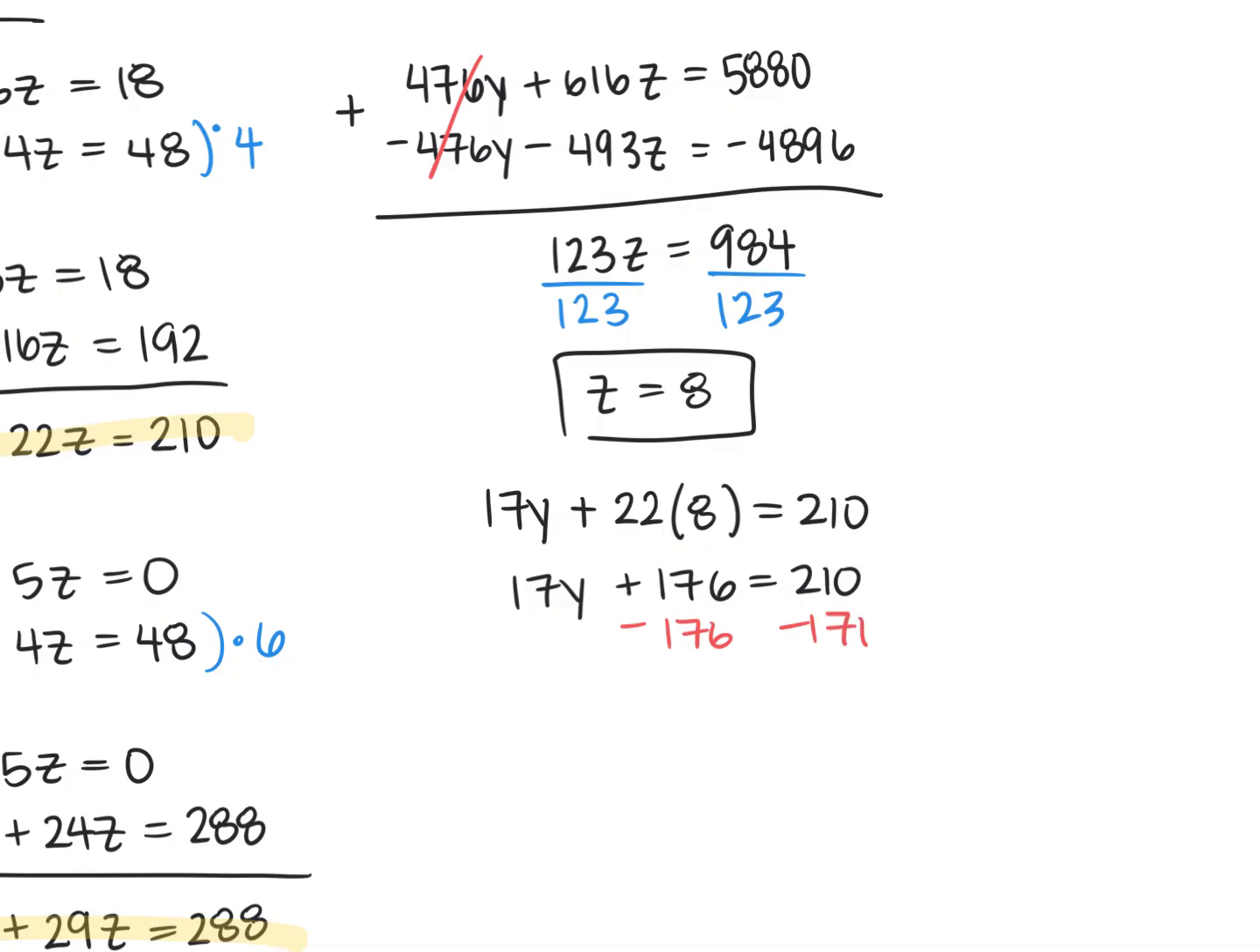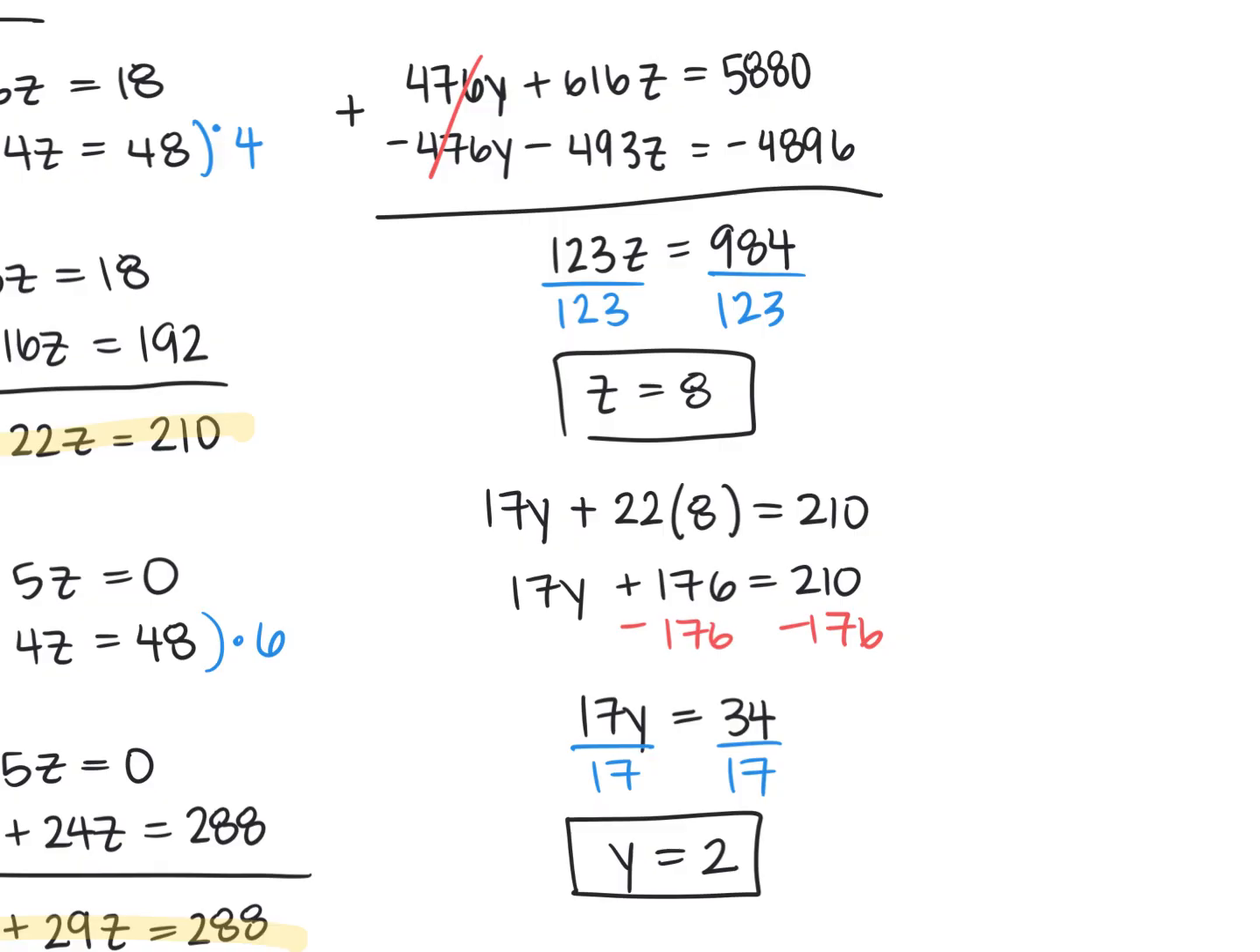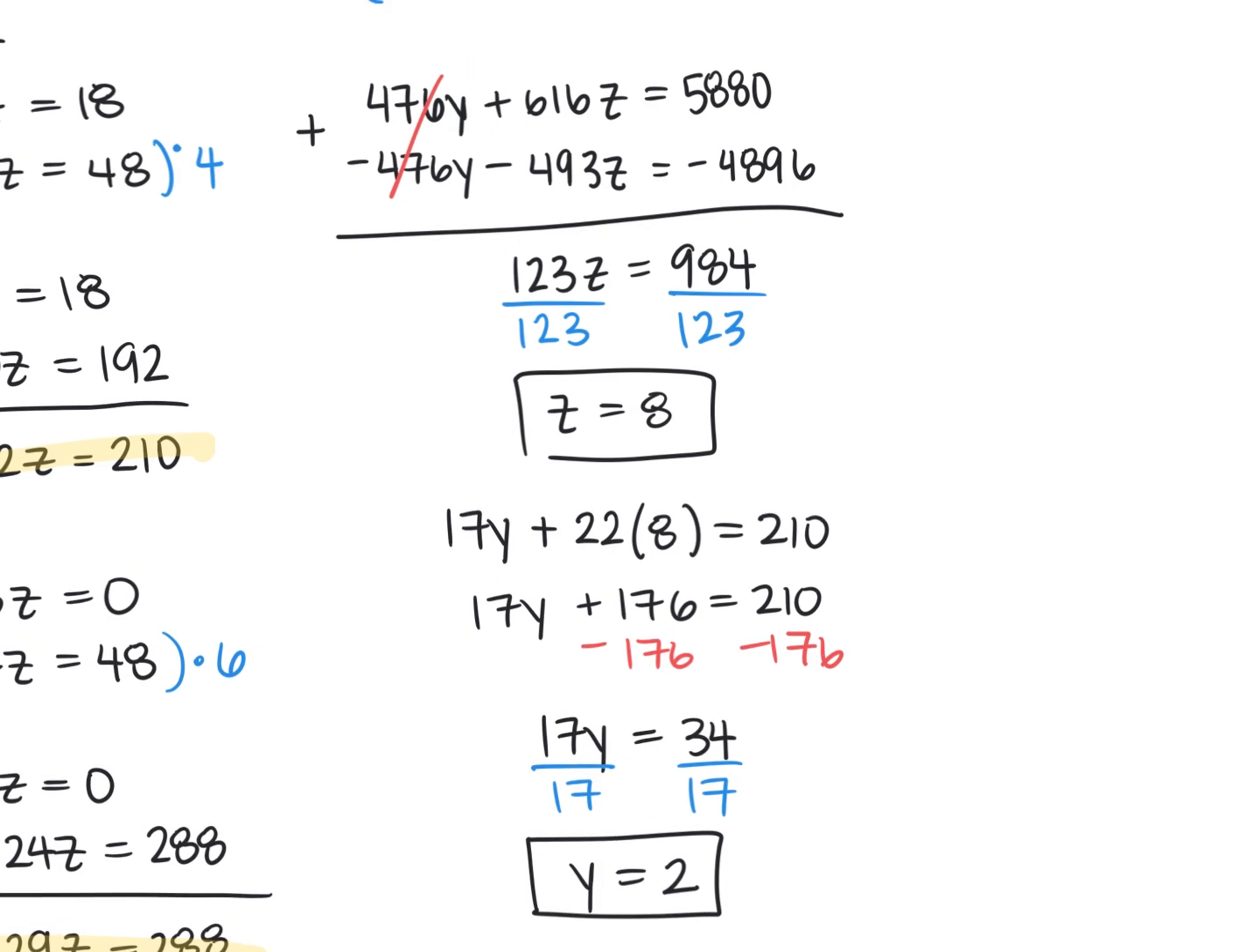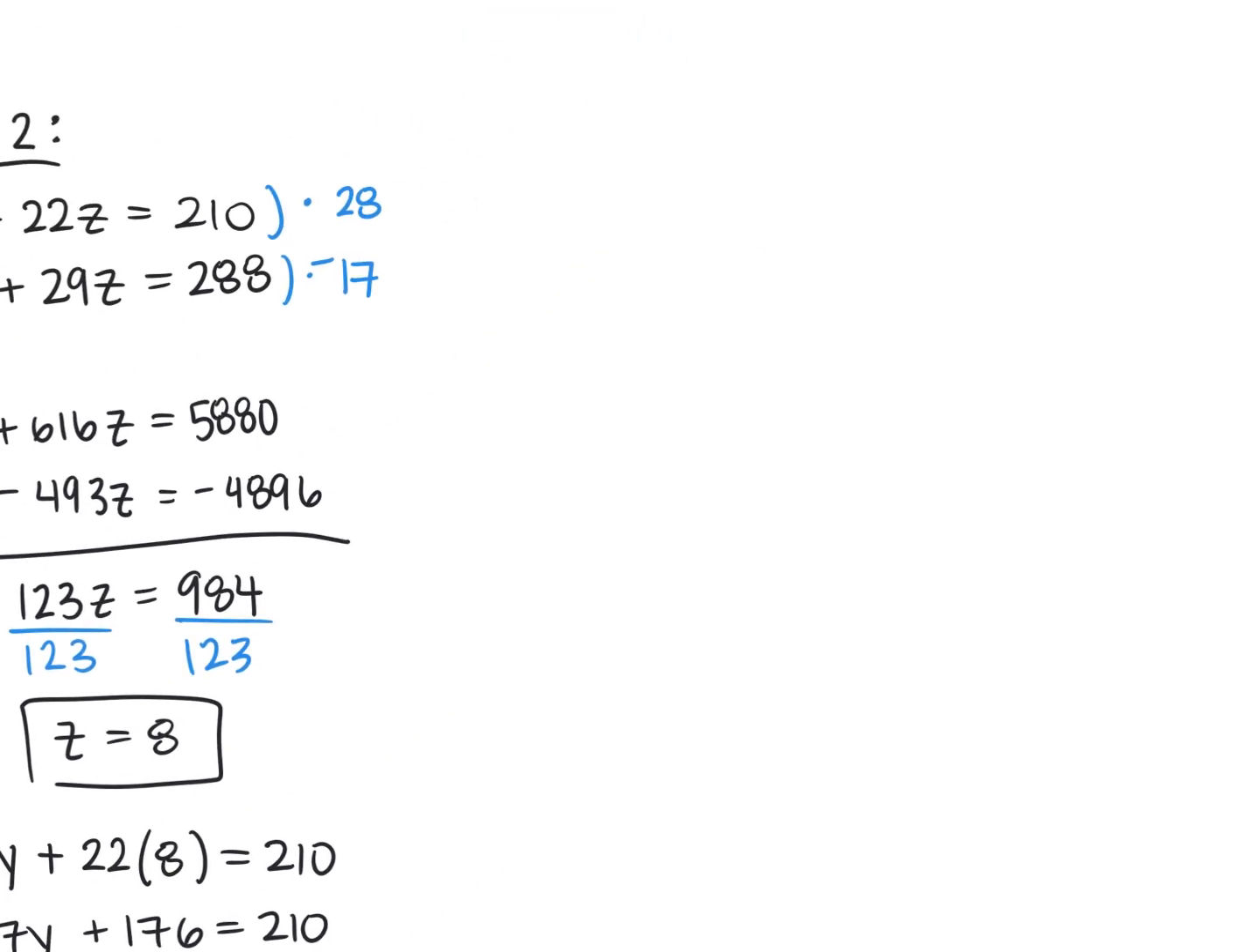Subtract 176 from both sides. We get 17y equals 34. Divide by 17, and we're going to get that y is 2. Now we've solved for y and z. We're now going to do step 3, which is to solve for x.